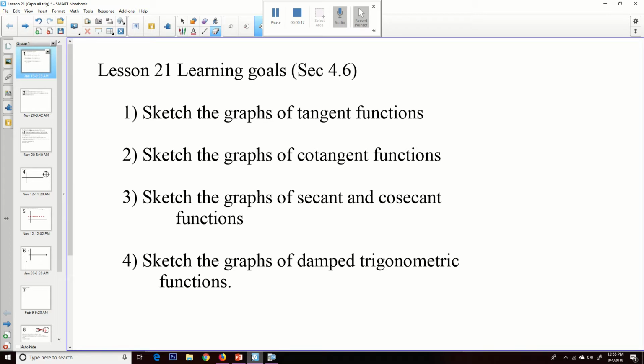The last one says we're going to talk about damped trigonometric functions, and that's just going to be trigonometric functions that follow a different equation, and they're kind of neat looking. And so we'll get to those as we get to it.